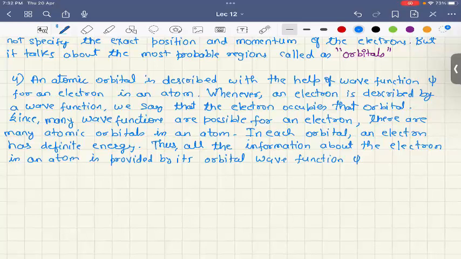The fifth point is the probability of finding the electron at a point within an atom is proportional to the square of the wave function, right, at that point. Therefore, psi square is also known as probability density and is always positive, right?